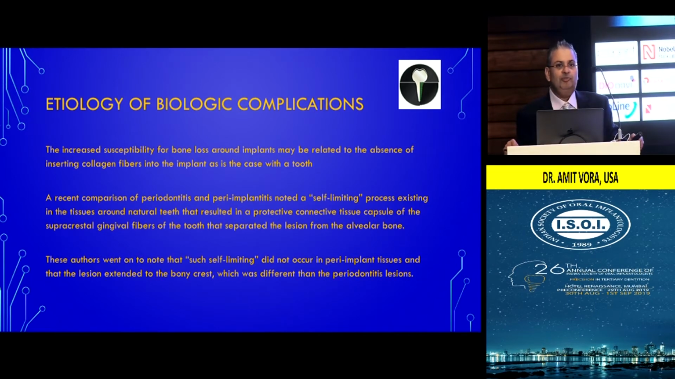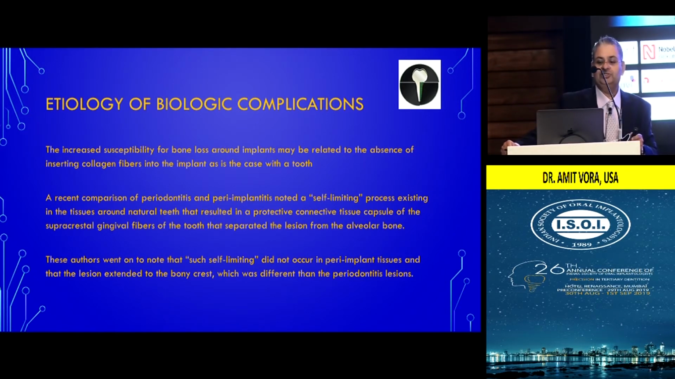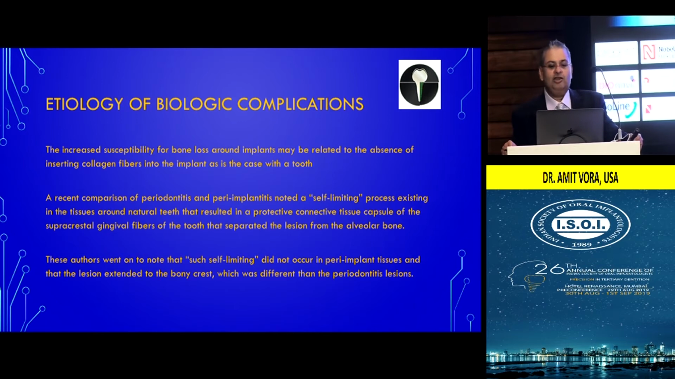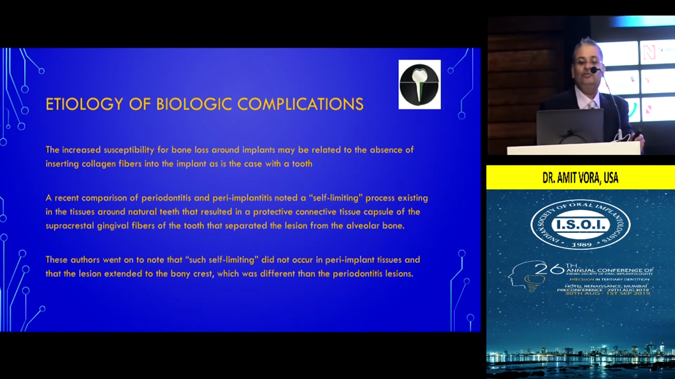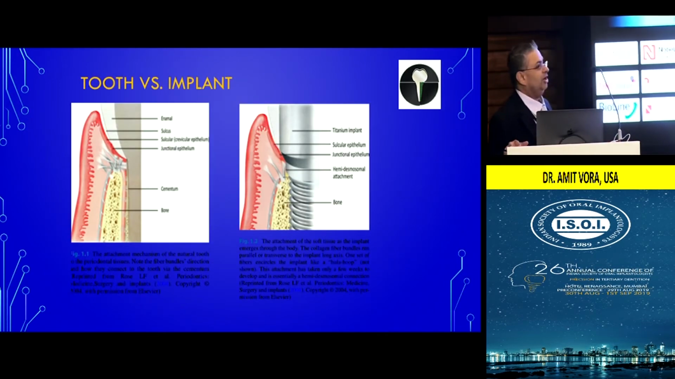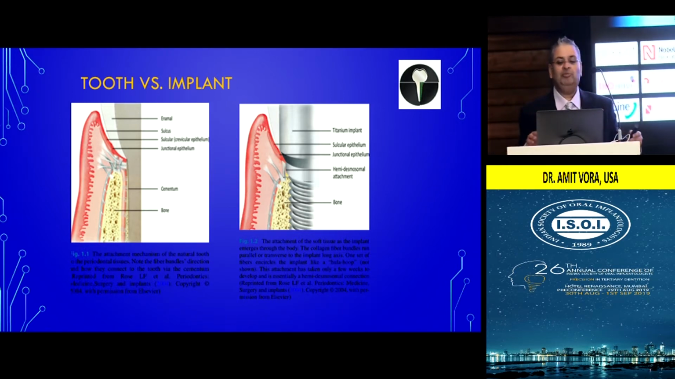So a recent comparison of both periodontitis and peri-implantitis noted that there was a self-limiting process in the soft tissues around natural teeth that resulted in a protective connective tissue capsule of supracrestal fibers. Whereas the same authors went on to note that such self-limiting does not occur in peri-implant tissues, and that the lesion extended to the bony crest, which was different than in periodontitis. So again, this is a schematic from Lindhe's textbook of periodontics. The picture on the left is showing you the tooth, and you can see the supracrestal fiber attachments that are present on teeth, not so much on an implant, and therefore you tend to see more bone loss around implants and in peri-implantitis.